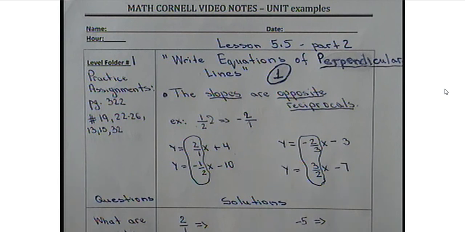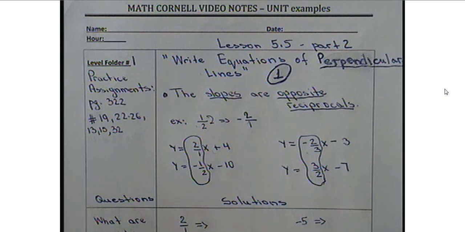And here are two examples of equations of perpendicular lines. The first one is 2/1x plus 4, and the second one, opposite, negative, and reciprocal, will be 1/2. Another example, another two equations. We have one equation with -2/3 x minus 3. So the perpendicular line to the first one will be opposite, positive, and we flip the numbers, the reciprocal fraction. So this is pretty much what we're going to have.